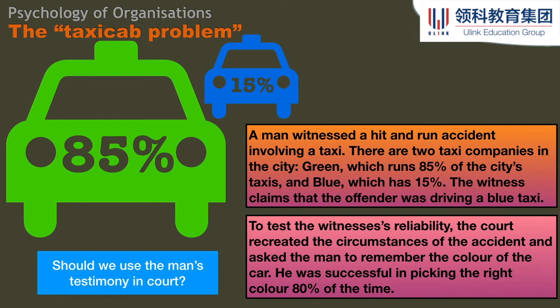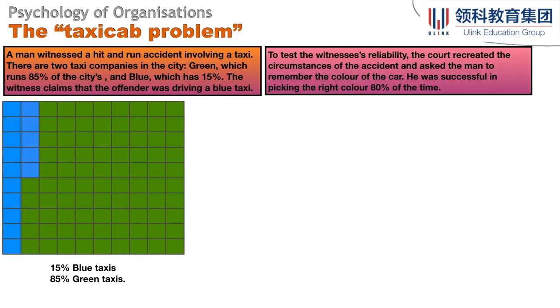Where the cognitive error comes into play is that I think most people would say, of course we should. He's correct 80% of the time, and there's only 15% of cars in the city which are blue. So the numbers seem to be superficially telling people, yeah, believe what the man says. But if we actually do a little bit of maths, and I'm not going to break this down too slowly because you don't need to actually do calculation here, you just need to understand the concept. Let me just quickly explain how this works.